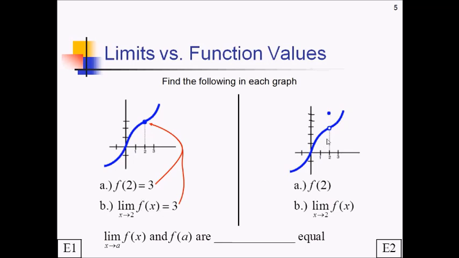Pause the video and take a moment to try this one out. All right, so f of 2 on this one, that is the solid dot when you plug in an x value of 2. That's going to be all the way up here. This is the y value 5. And again, the limit as x approaches 2, if we follow the function, we're getting closer and closer to the y value 3, both from the left and the right side here. So it appears that function values and limits don't have to be the same. So the limit and the function value at a are sometimes equal, but they don't have to be, and that's important to keep in mind as we go.